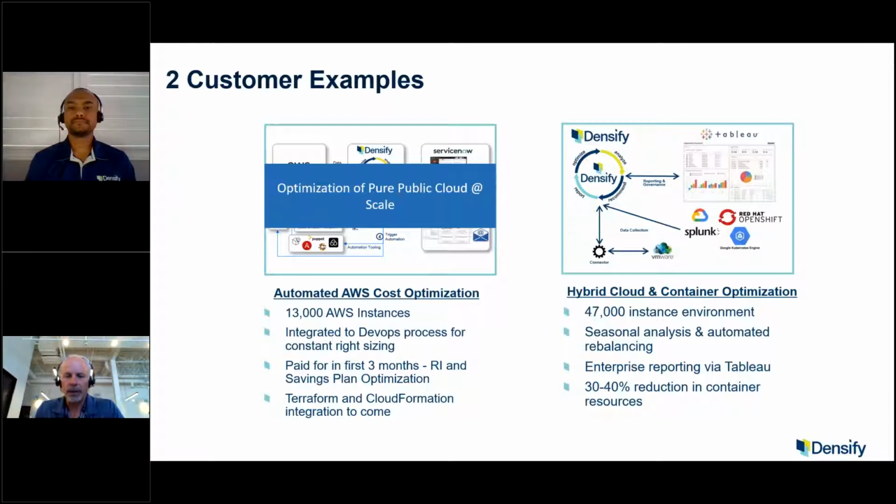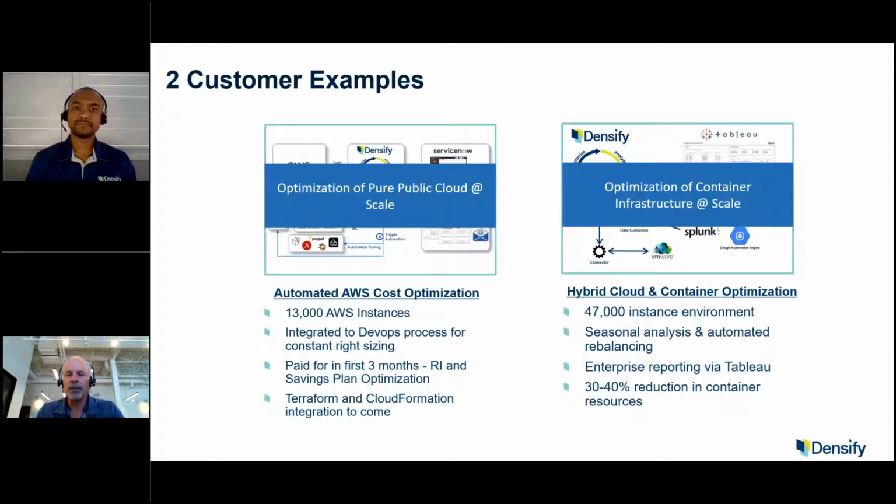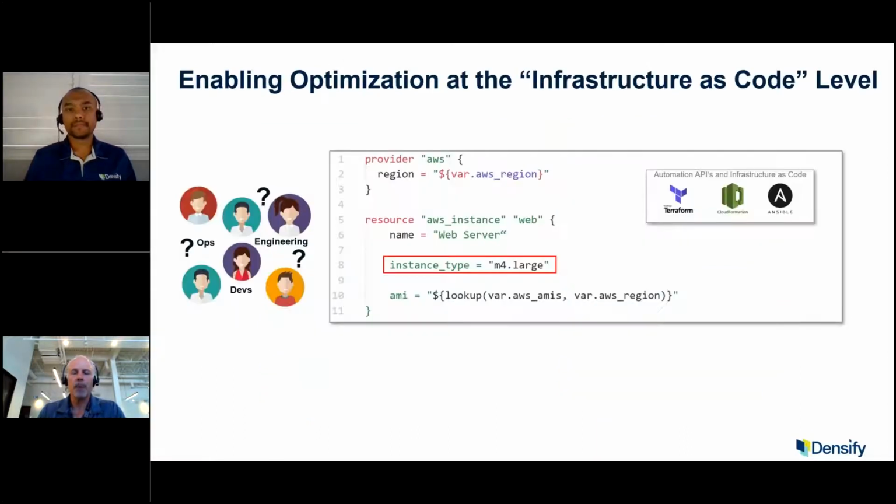Another example, large retailer, 47,000 instances. They've got seasonal analysis and automated rebalancing that needs to occur. So they've got not only a VMware environment, but also a very large Kubernetes and a Google Cloud environment. So they take the recommendations from Densify. A lot of the information is surfaced to them through their enterprise reporting systems through Tableau. And through their implementation and automation, they've seen a 30–40% reduction in their container resources. So we call this optimization of container infrastructure at scale. So two good examples of customers that are leveraging automation to make optimization happen. Faisal, I'm going to turn this component over to you to talk a little bit more about how this actually happens in some detail. Perfect.